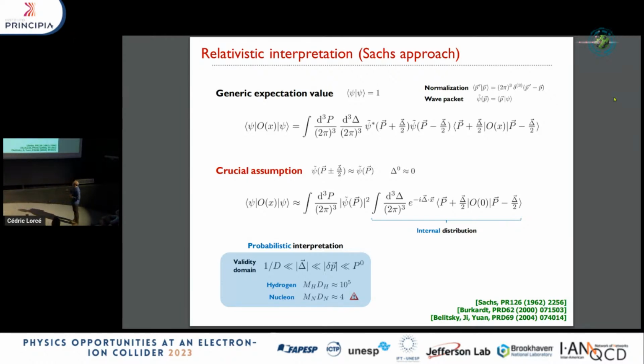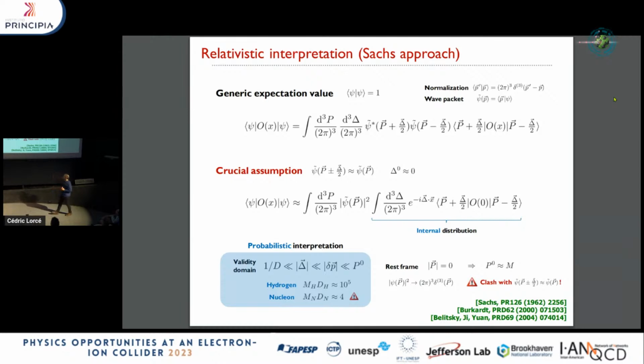So if you look at the hydrogen atom, things are fine. If you look at the ratio of the mass of the hydrogen atom times its size, you get essentially a window where the approximation is valid, which is a range of 10 to the power 10 to the 5. So we are safe when we do this kind of reasoning for the hydrogen atom. But for the nucleon, it's not correct. We have a very narrow window where this is truly justified.